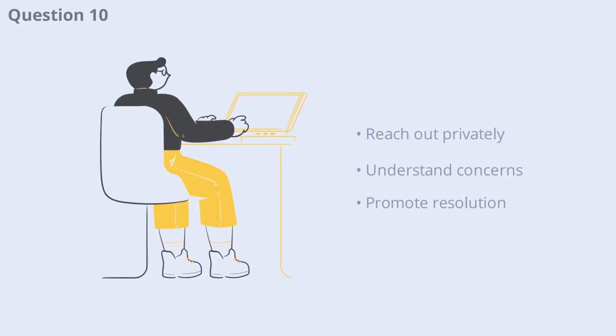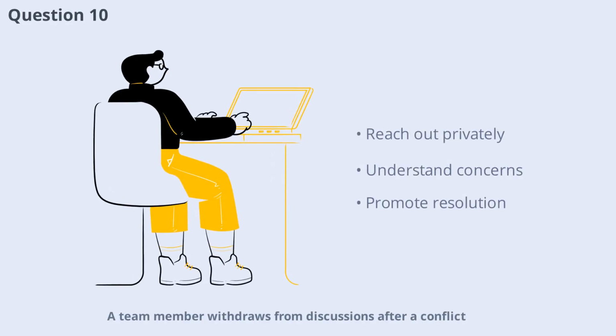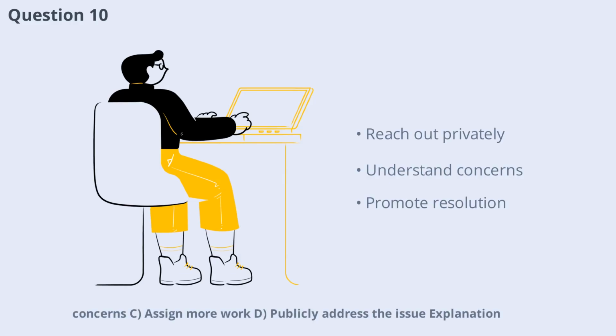A team member withdraws from discussions after a conflict. What should the project manager do? A. Ignore the withdrawal. B. Reach out privately to understand concerns. C. Assign more work. D. Publicly address the issue. Explanation. The correct answer is B. Reaching out privately allows the project manager to understand and address the team member's concerns, promoting resolution.